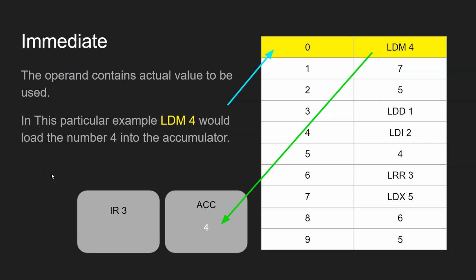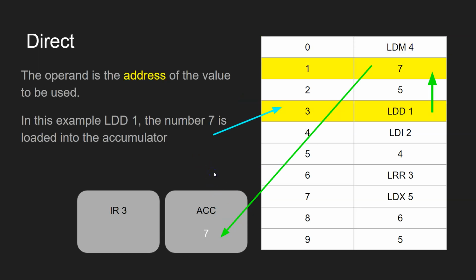This is the simplest form of addressing. All it states is you have the opcode there, which states load immediate, and the operand, which states the actual value to be used. So if we execute the instruction, we're going to load the value 4, and that will get passed on to the accumulator or wherever it needs to go. So that's immediate addressing, literally. Whatever that number is gets loaded.